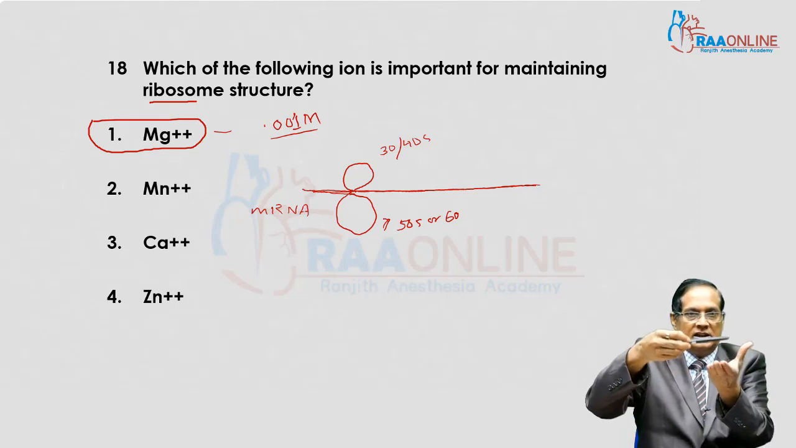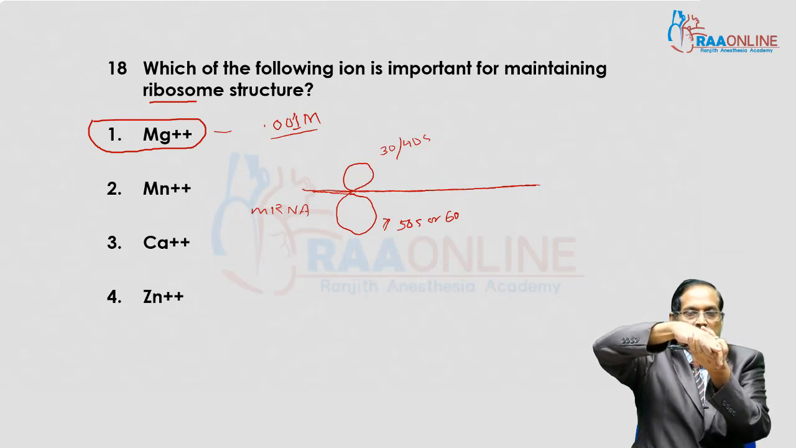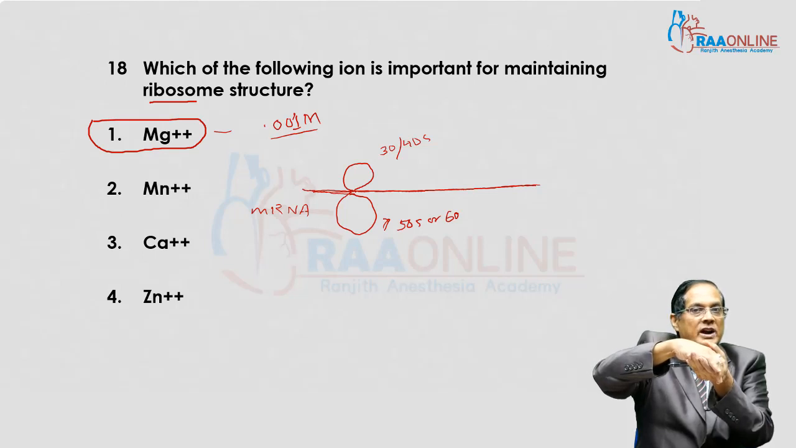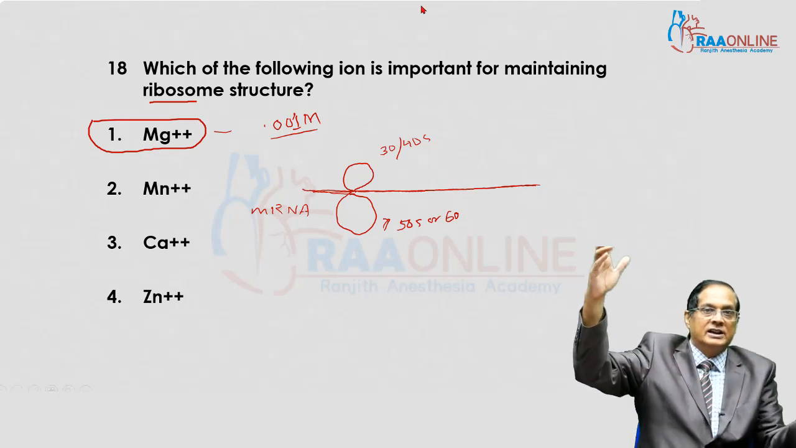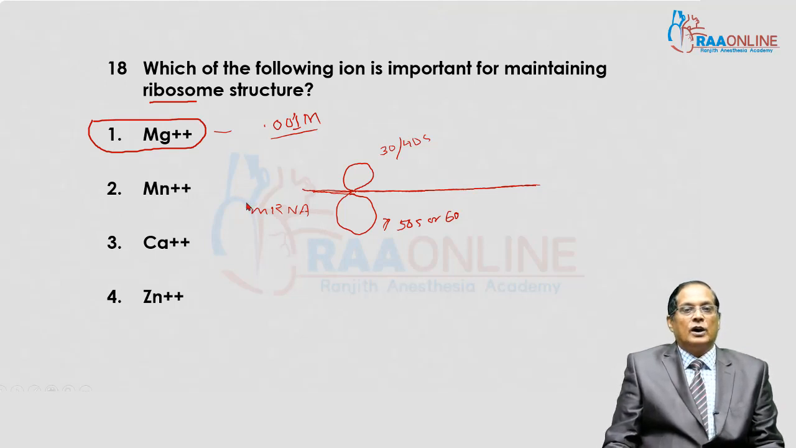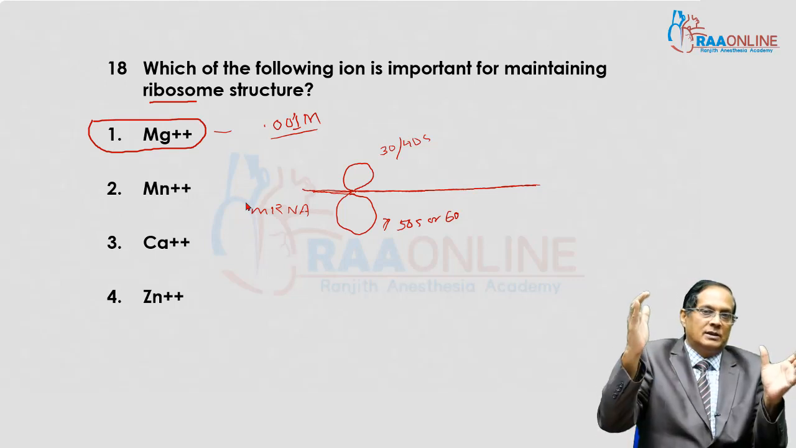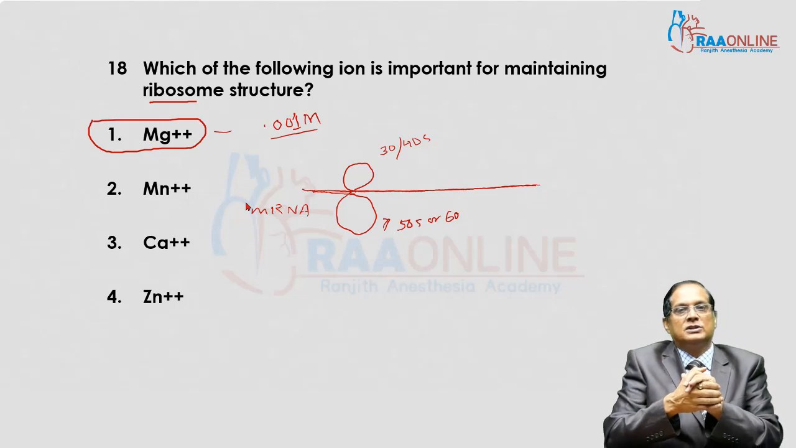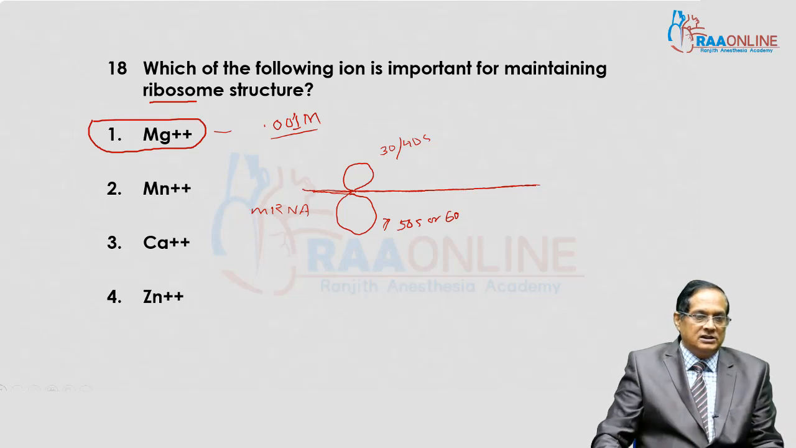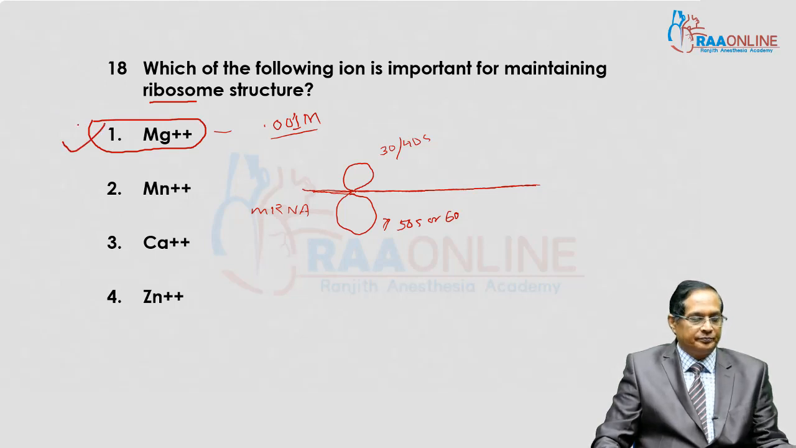Suppose this is messenger RNA, this is ribosome unit 1, this is ribosome unit 2. For the binding of these two units, magnesium is required in appropriate quantity. If it is less, then the units get separated. And if it is more, then dimers form. Dimer formation takes place in excess magnesium. So magnesium has a very big role in the binding of the two subunits of the ribosome.